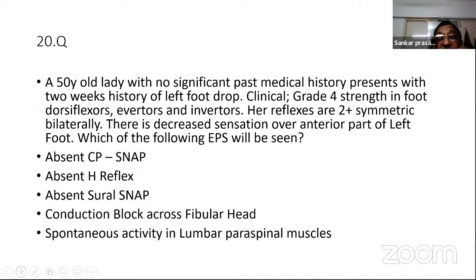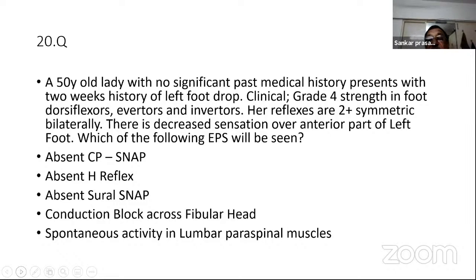A 50-year-old lady with no significant past medical history presents with a 2 weeks history of left foot drop. Grade 4 strength in foot dorsiflexors, everters, inverters. Reflexes are 2 plus. Decreased sensation of the anterior part of the left foot also. Which of the following electrophysiological changes will be seen? Absent common peroneal SNAP, absent H reflex, absent sural SNAP, conduction block across the fibula head, spontaneous activity in lumbar paraspinal muscles.